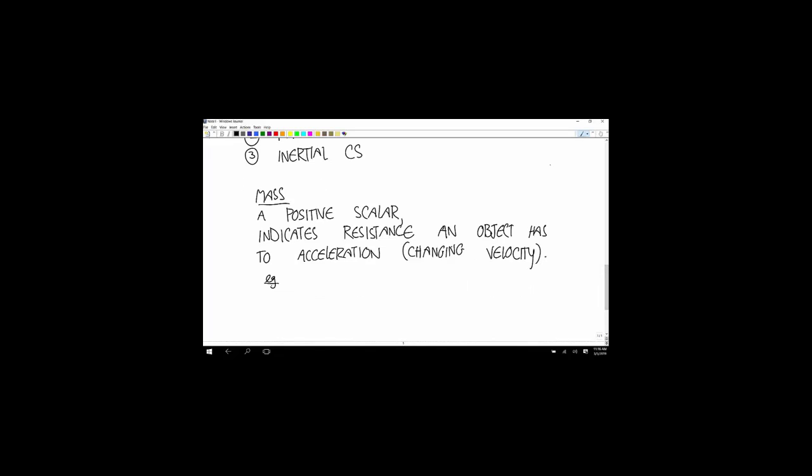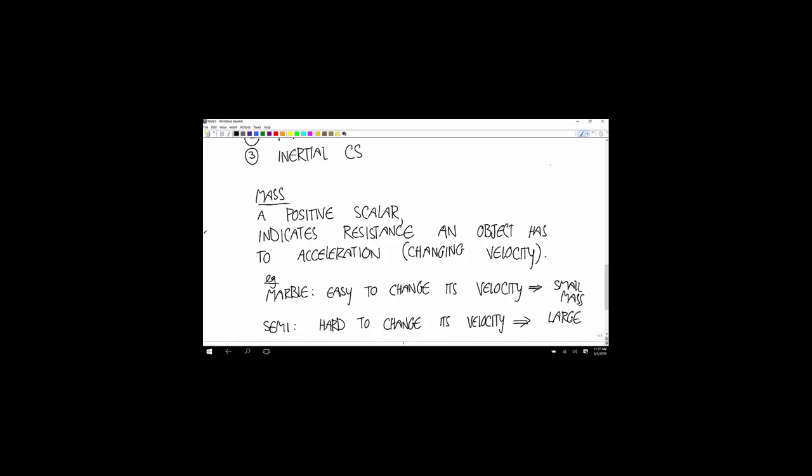So for example, a marble, it's easy to change its velocity. And so that is an indication that it has a small mass. A semi-truck, it's hard to change its velocity. And that means it has a large mass.